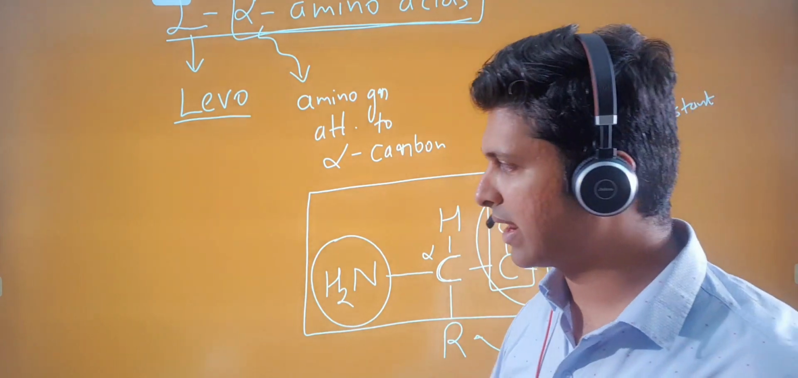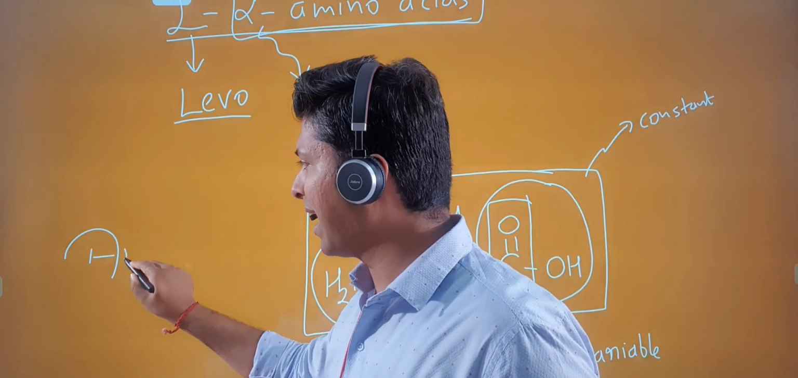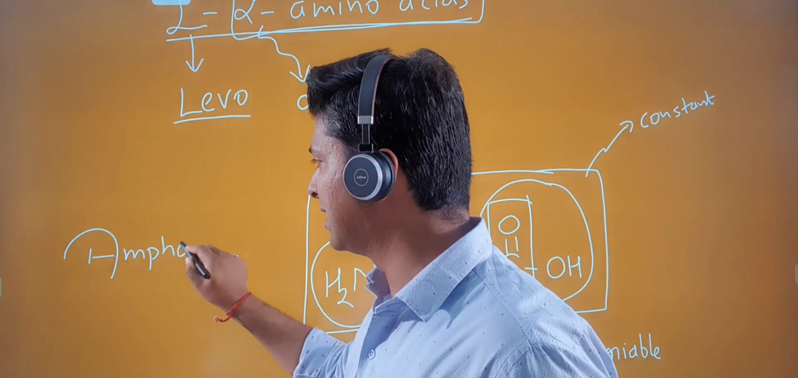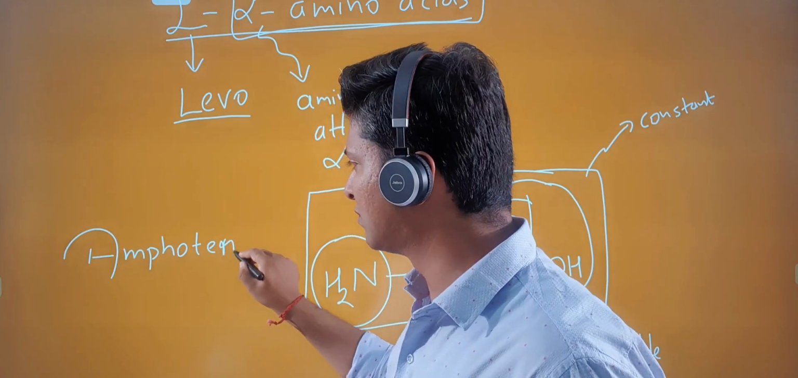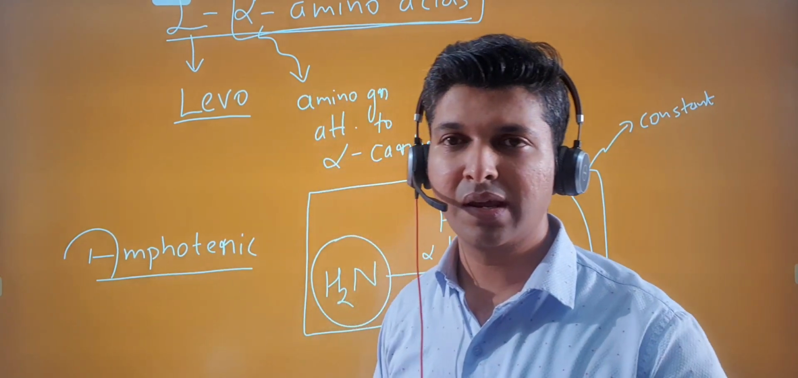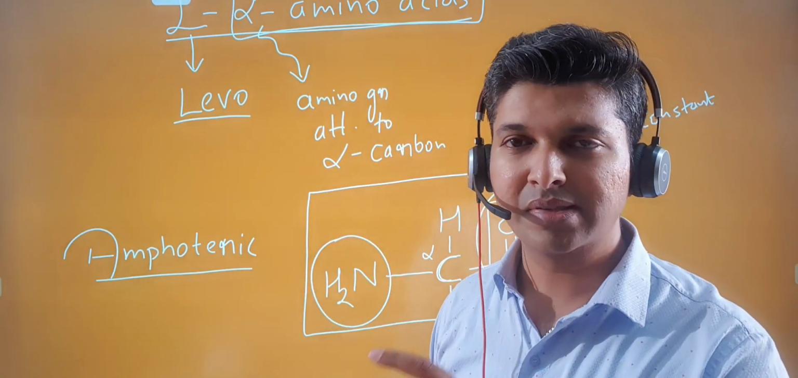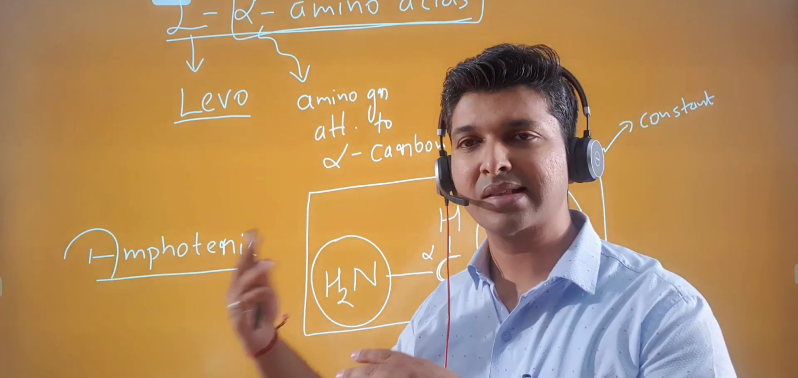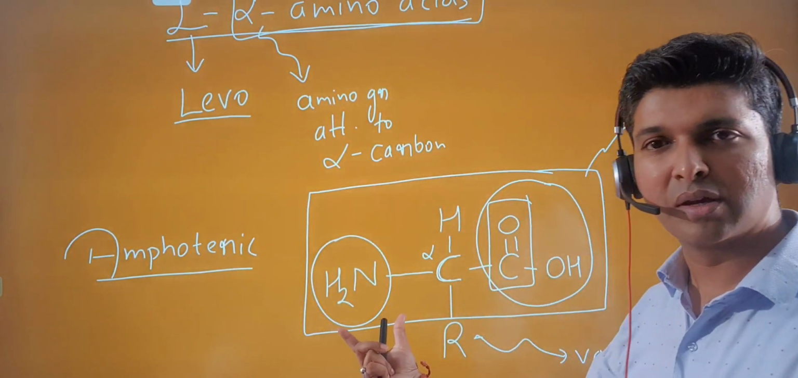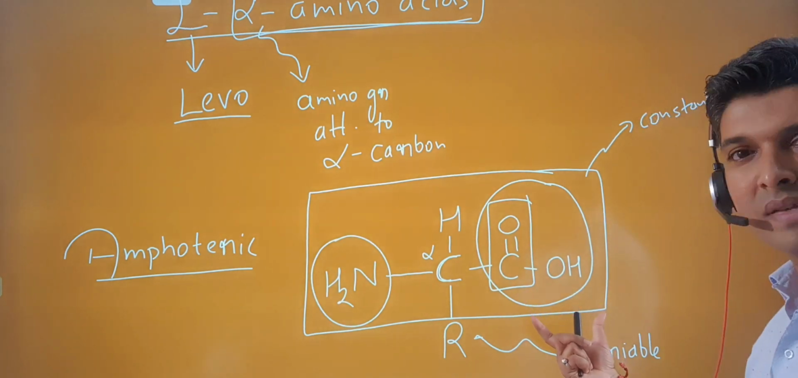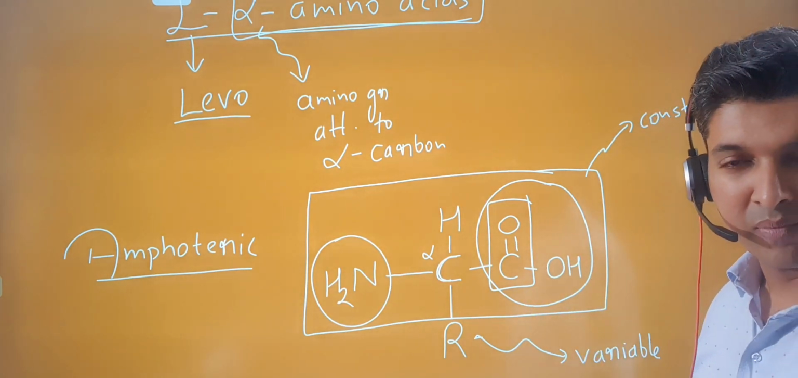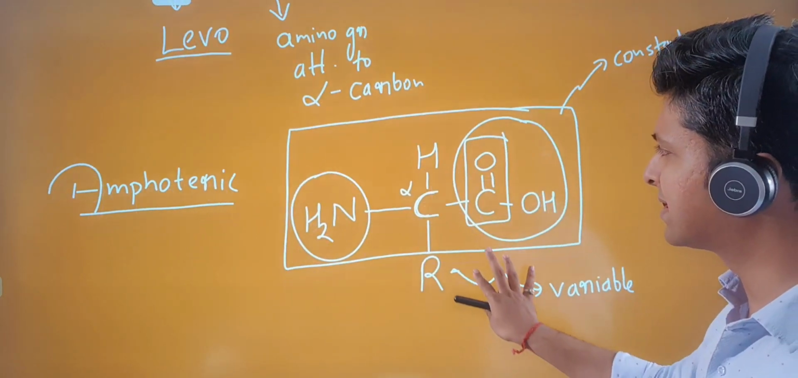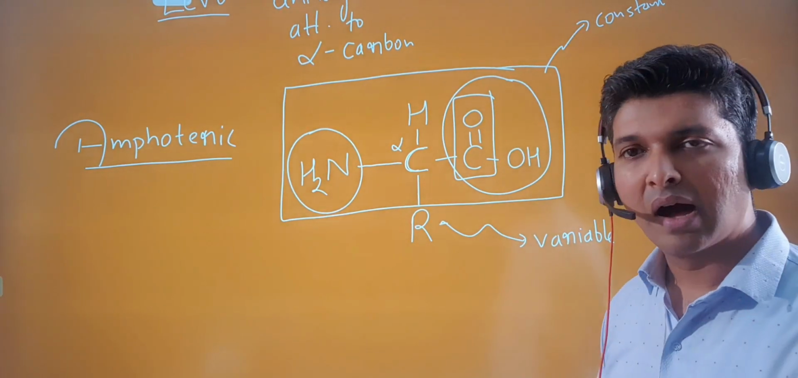It's an amphoteric compound. So what do you mean by amph? Like amphibians can live on land as well as in water, similarly, amphoteric is both. See, amph meaning both. Amphoteric is acidic as well as basic. It's having a basic group which can react with acids. It's having an acidic group which can react with bases. So this is the general structure of amino acid.